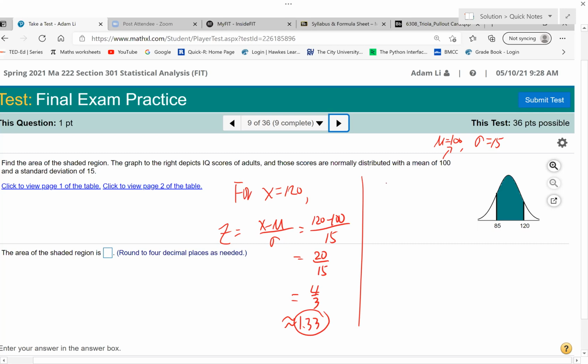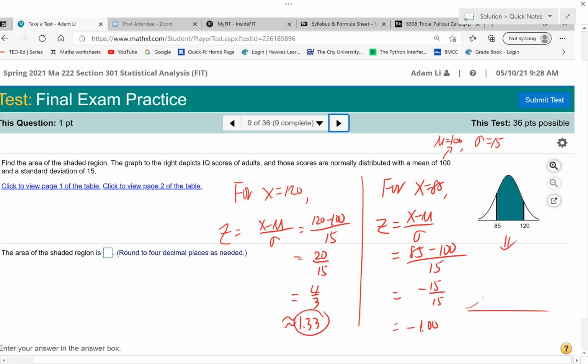For the smaller IQ score, for 85, let's find the z-score first. Z-score equal to x minus mu over sigma. So it's 85 minus 100 divided by 15. So this is negative 15 over 15. So this is negative 1.00. So now this curve becomes the standard normal curve. Now we have both z-scores, right? So it's negative 1.00 and 1.33.